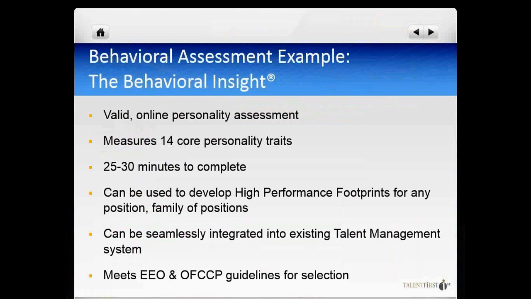So here is an example of a behavioral assessment, the Behavioral Insight, which is Talent First's proprietary assessment tool. The Behavioral Insight is a valid online personality assessment that measures 14 core personality traits that are important in the business world. The Behavioral Insight only takes 25 to 30 minutes to complete and can be seamlessly integrated into existing talent management systems, providing detailed information about natural working preferences and motivators used by managers as a powerful managerial tool.